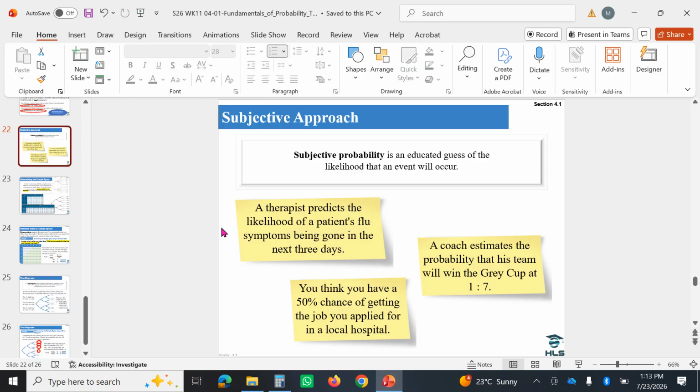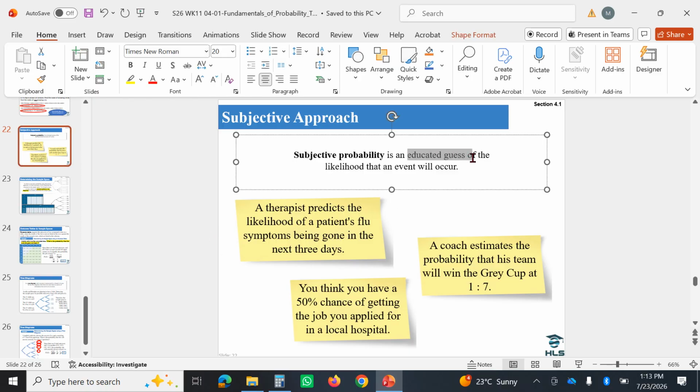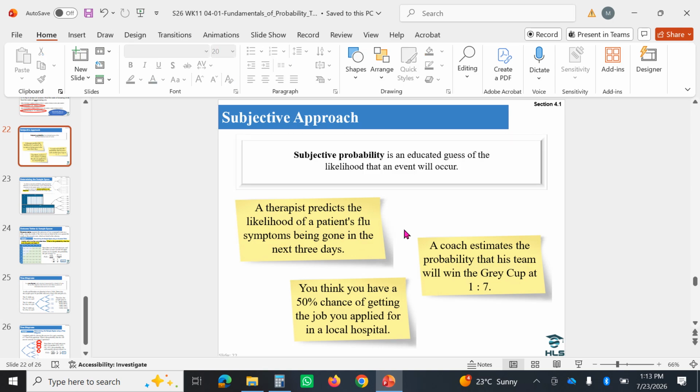So subjective probability is an educated guess of the likelihood that an event will happen. Some examples here: a doctor predicts the likelihood of a patient's flu symptoms being gone in the next 3 days. Yep, we've all heard that. Doctor says, yeah, your symptoms should be gone 100% in 3 days. Now, it's not exact. The symptoms might be gone tomorrow, right? The symptoms might be gone by Saturday. Okay, it's just a rough estimate, an educated guess, right?